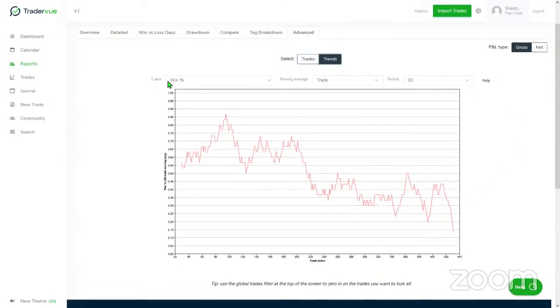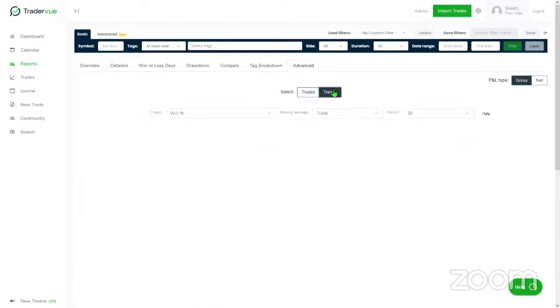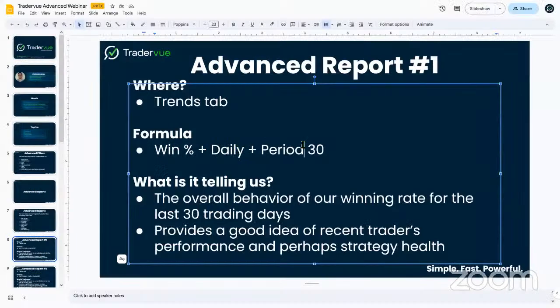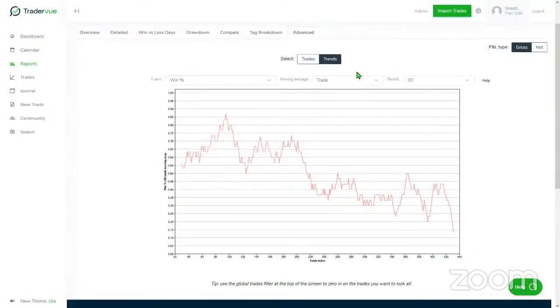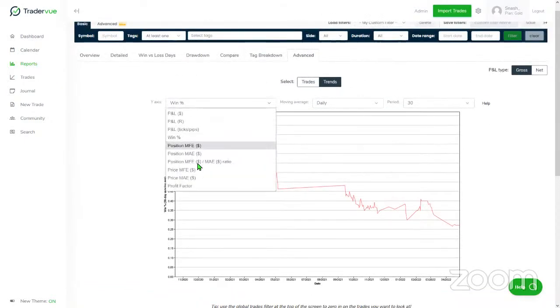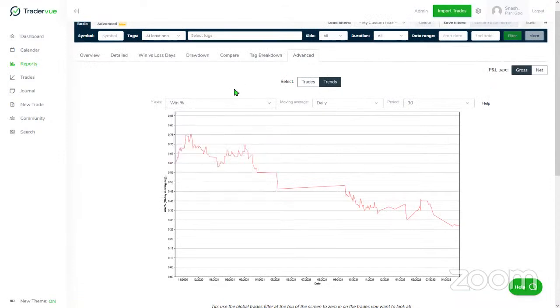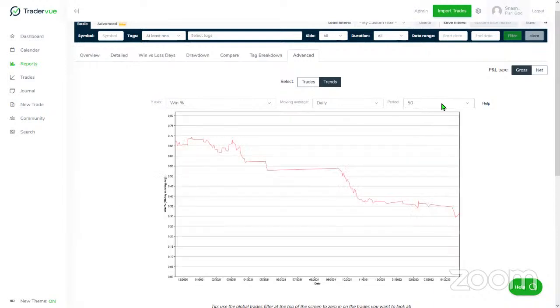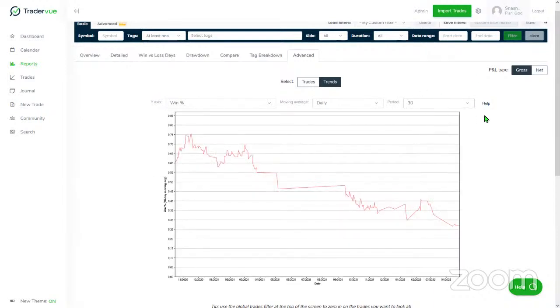we have here the y-axis, which is already in win percentage, which is the formula that we have. Yeah, we have win percentage daily period 30. So the y-axis is basically the variable that we're using. Moving average is taking either trade index, trade by trade, or each trading day. And period, in this case, is 30 trading days. You can make it up to 50, and so on, depending on the amount of data you have available. And so what do we have here?